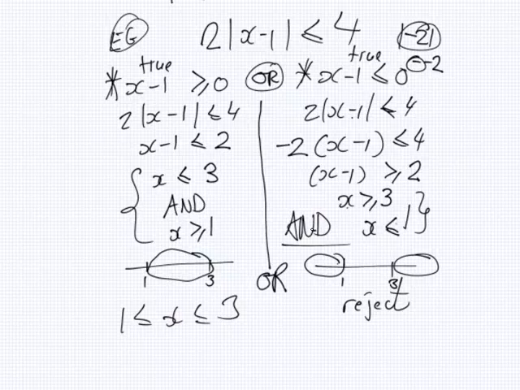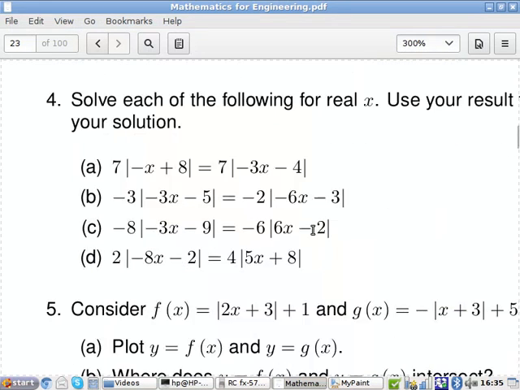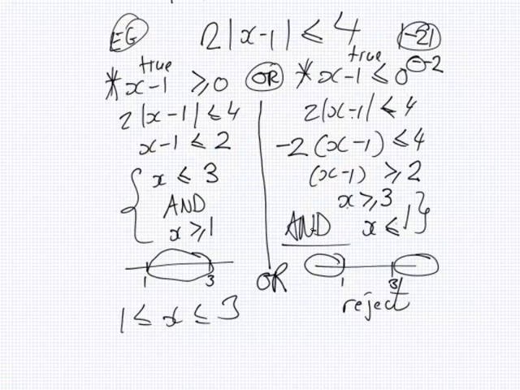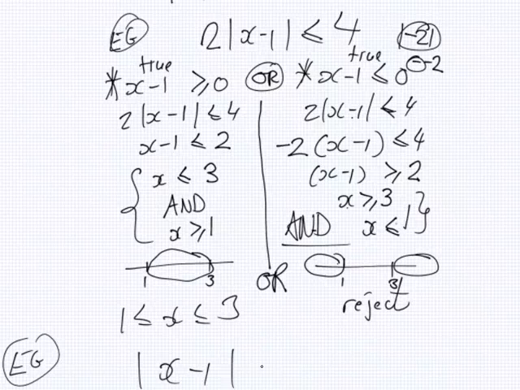Okay, another example now. What if you have double absolutes? Nothing really changes. For example, if you had the absolute value of x minus 1 equals twice the absolute value of x plus 2, or something like that, you still can solve it by squaring.